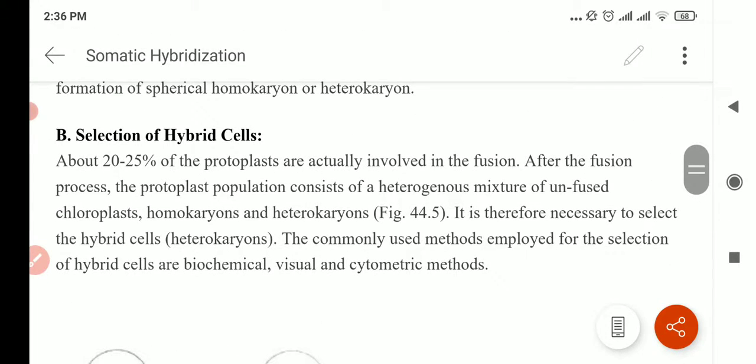About 20 to 25 percent of the protoplasts are involved in the fusion. It's not that just because you added the electric shock or the polyethylene glycol, all of them fuse, because that is not how it is in nature. So there will be a mixture of fused ones and unfused ones. Sometimes only a homokaryon is there, the protoplast is fused, but the cytoplasm hasn't fused. Sometimes the organelles behave abnormally. So you have to select.